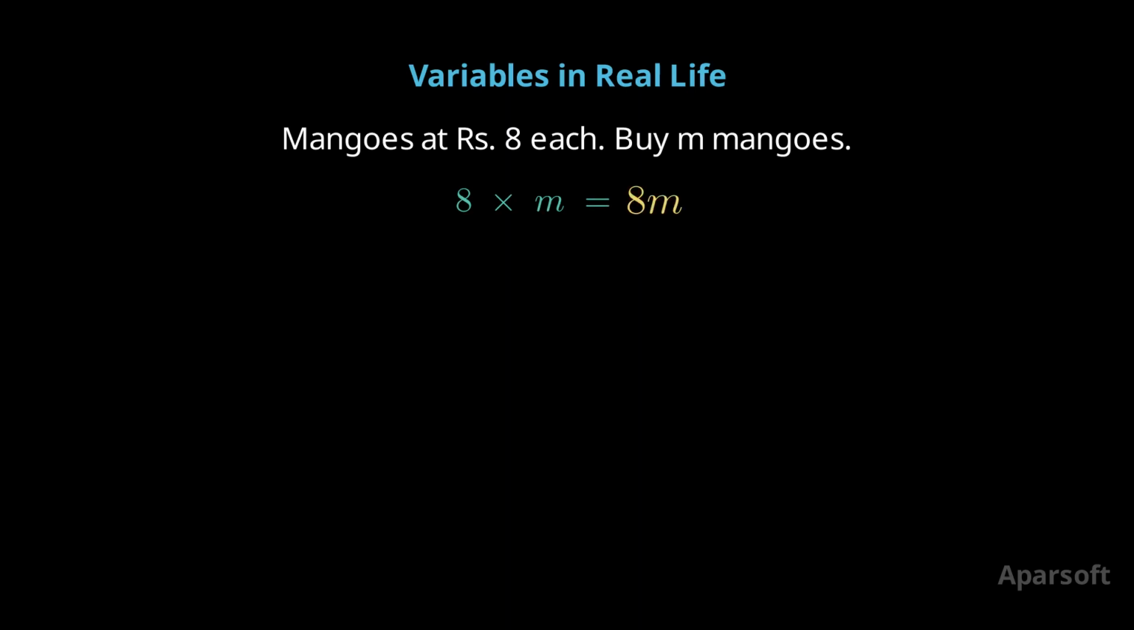Variables are not just for math class. They are everywhere. A fruit seller sells mangoes at 8 rupees each. If you buy M mangoes, the total cost is 8 times M. Buy 5 mangoes, that is 8 times 5, 40 rupees. Buy 12, that is 8 times 12, 96 rupees. Same expression, different answers.